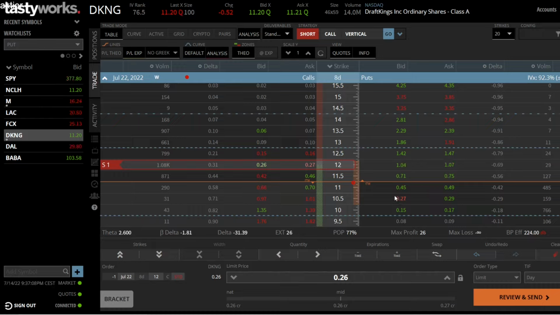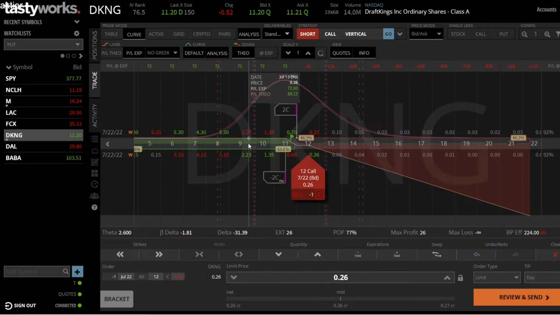But let's have a look at it curve-wise. If I go up here to the curve, now we were at the table, let's go to the curve, and you see how it looks. If the price stays under 11 at the expiration time, you will be making a profit, the 26 max profit. But if the price increases before the expiration time, you will just continue to lose money.